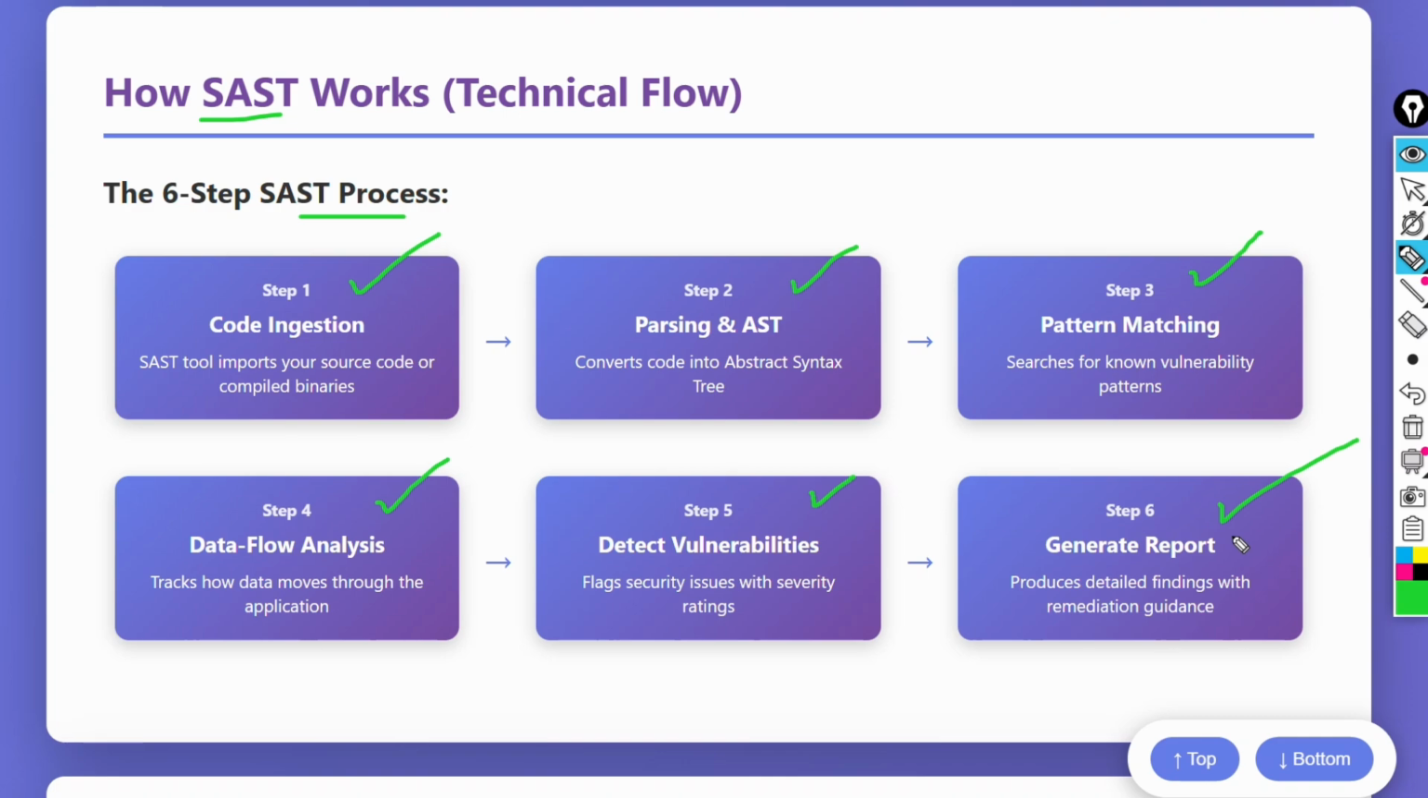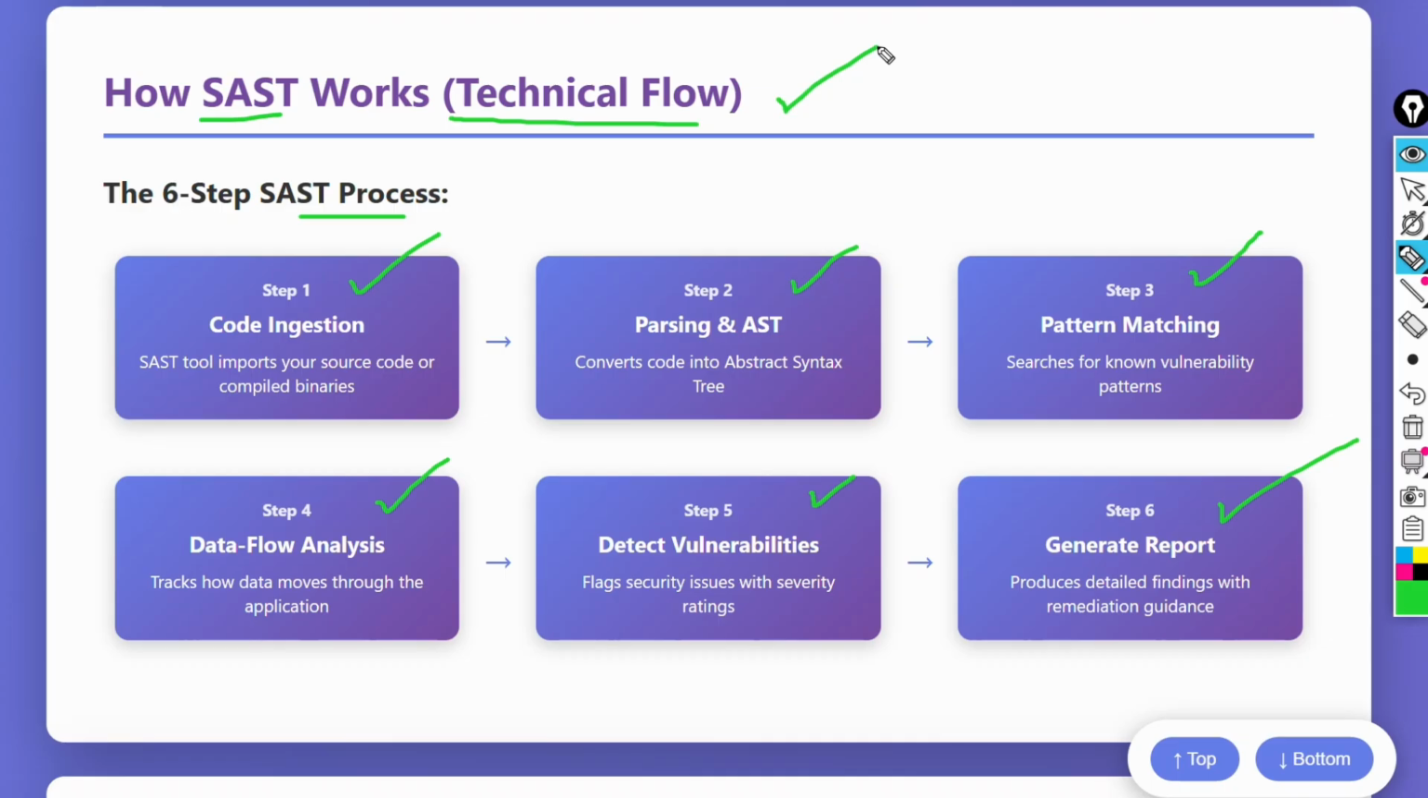Okay, and the final step, it is going to generate a report. The tool produces a detailed report. This includes the findings, severity levels, and most importantly the remediation guidelines also, so the clear steps developers can follow to fix that particular finding or vulnerability. Okay, this is how exactly the technical flow works, how exactly in the backend the SAST works, basically the scanners we can say.